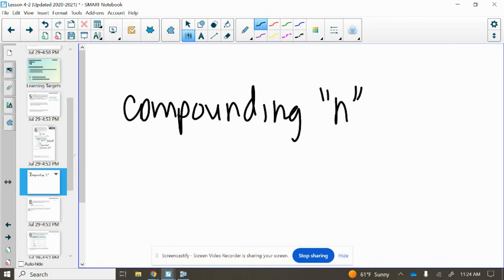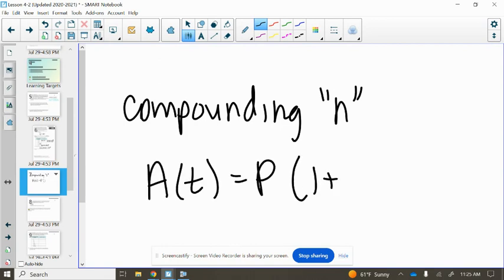And again, we'll talk about different types of n. And that formula now is changing this up. We're going to take our principal, 1 plus our annual rate divided by the number of compoundings, and then it's n times t for that.